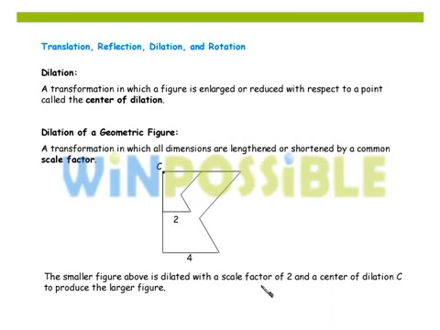And I know that the scale factor is 2 because whereas the length of this side is 2, the length of this side is 4. So to go from 2 to 4, that's multiplying by 2.